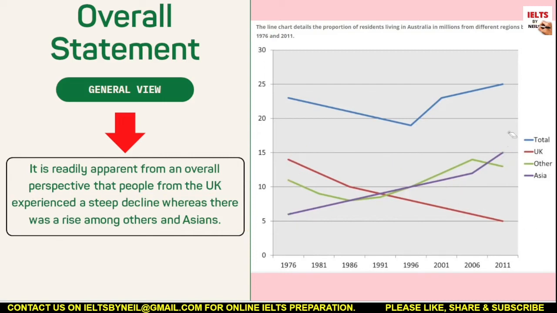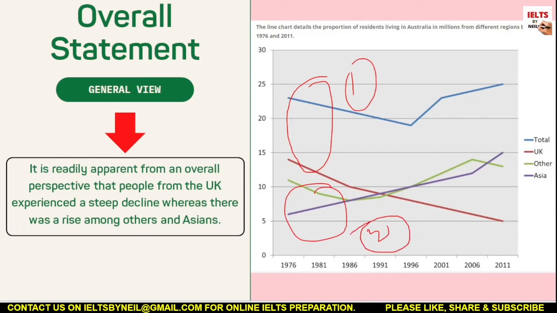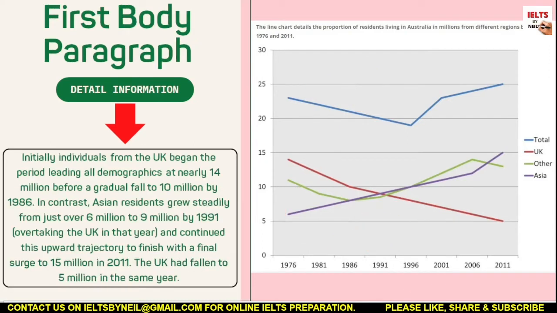Okay. Now, as you can see, body paragraph, you also have to divide the information. For example, two of these, you can talk about in one body paragraph, and the remaining two, you can talk about in the second body paragraph. Okay. So let's have a look at the first body paragraph. So this is the first one.